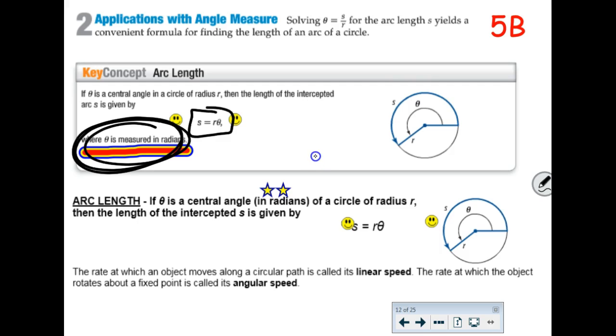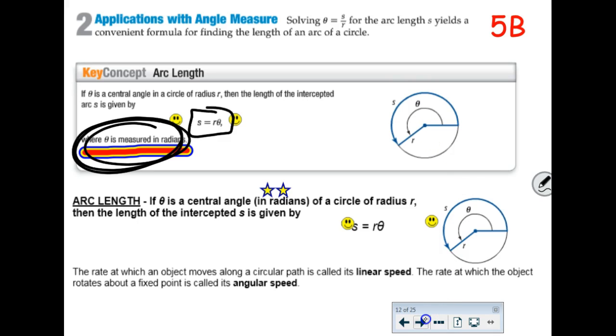So arc length is the measure of the distance around the circle. It's a portion of your circumference, if you want to think of it that way. Arc length is important. I'm sure there are lots of applications for it, most of which I come up with are really stupid, like the length of your pizza crust. You don't care about that. But there you go. It's an arc length.